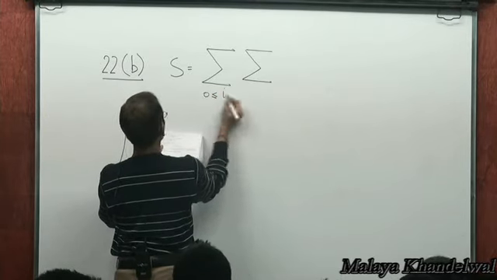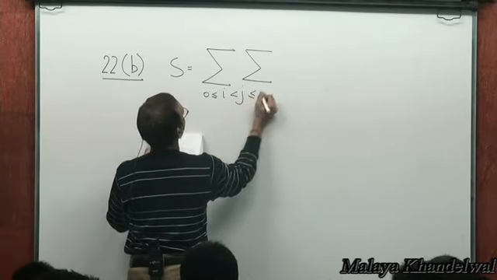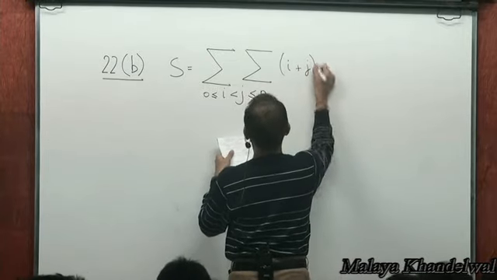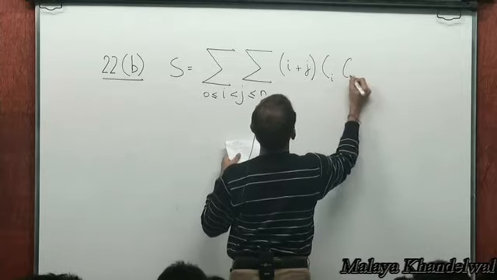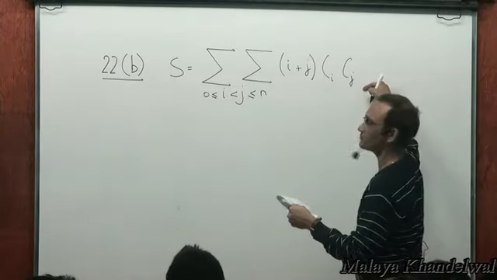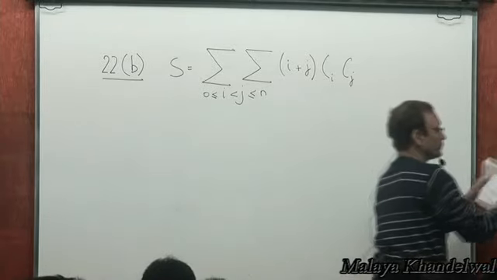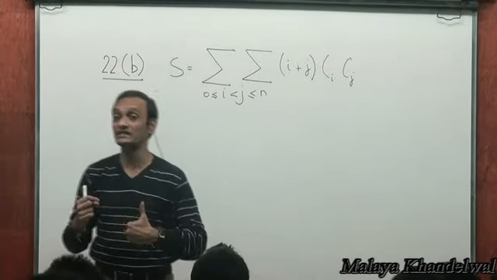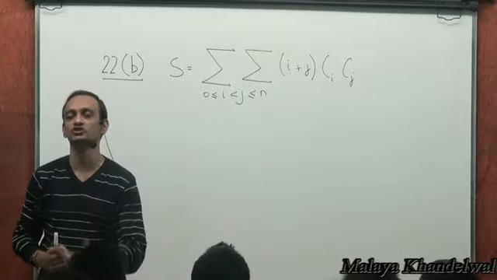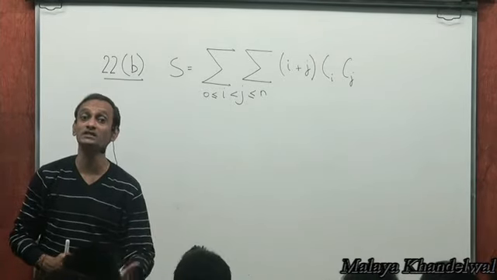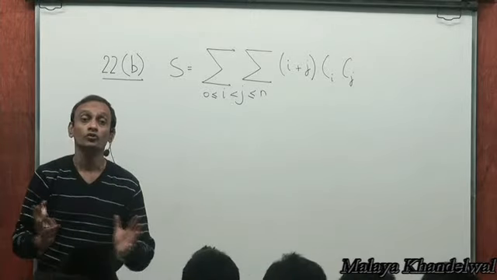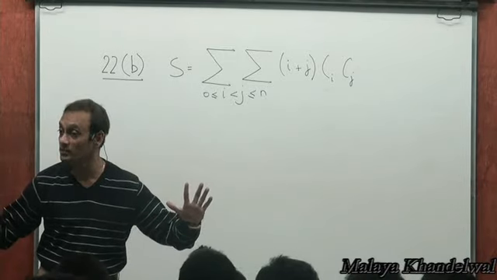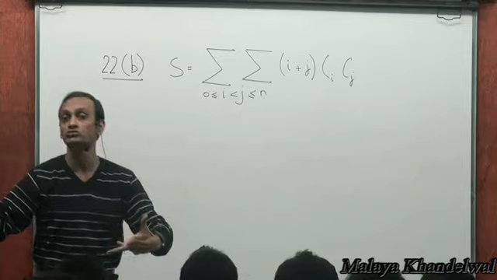Summation over 0 ≤ i < j ≤ n of (i+j) nCi nCj. Now, in a double summation we can replace i by n minus i and j by n minus j. The terms will just appear in the reverse order and we'll get the same kind of terms. You might want to laboriously check that out independently.